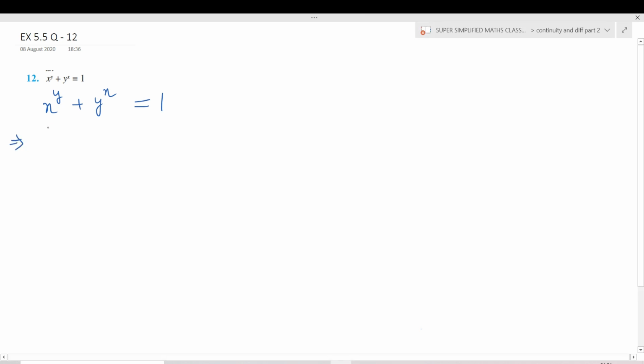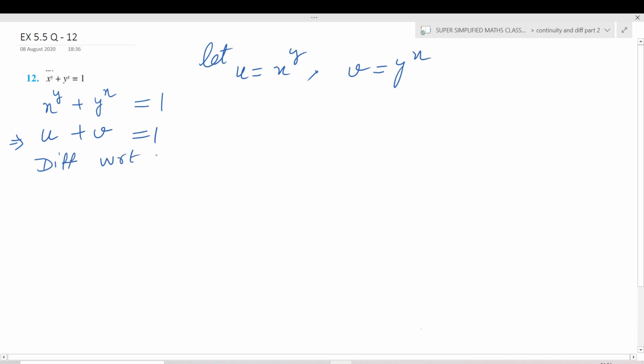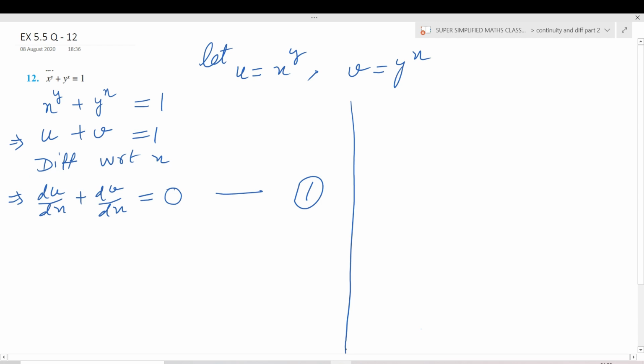So what we do is we assume that this first function is u and the second function is v, where u is x raised to the power y and v is y raised to the power x. So now after this, if we differentiate both sides with respect to x, so derivative of u with respect to x will be du by dx, plus dv by dx is equal to derivative of 1, which will be 0. And this is equation number 1. So what we shall be doing is we shall be substituting the values of du by dx and dv by dx in equation number 1.